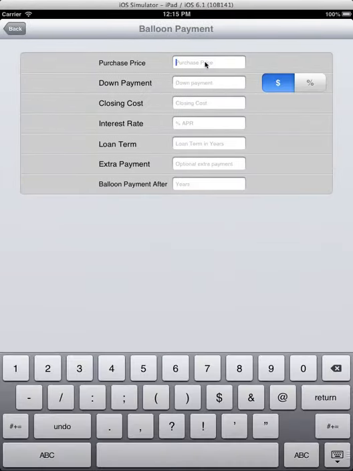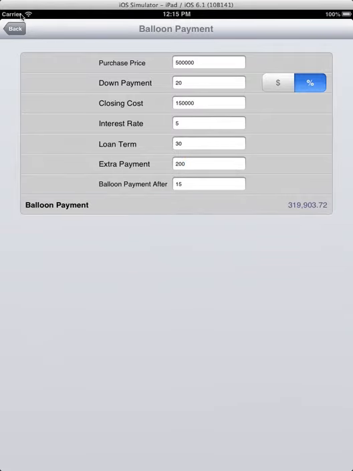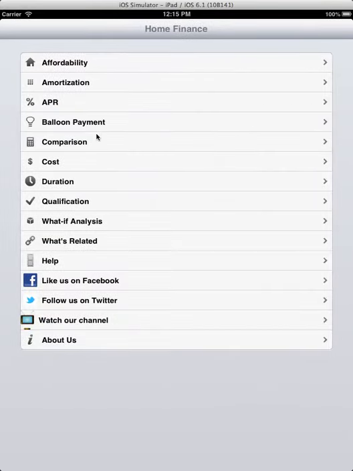Balloon payment. Suppose 500,000, down payment is 20%, closing cost is 15,000, interest rate is 5%, and 30 years is the term. Say we are paying optionally $200 a month, and here is the balloon point. So this is the balloon point after 15 years.